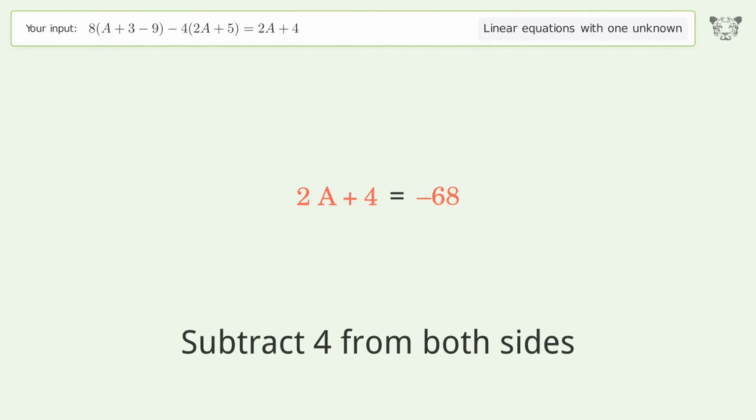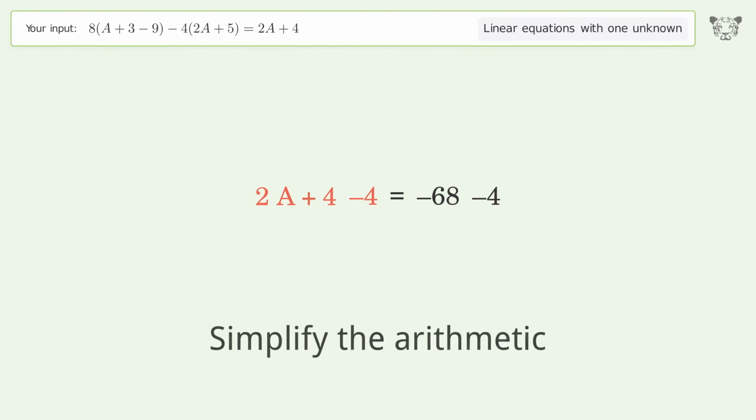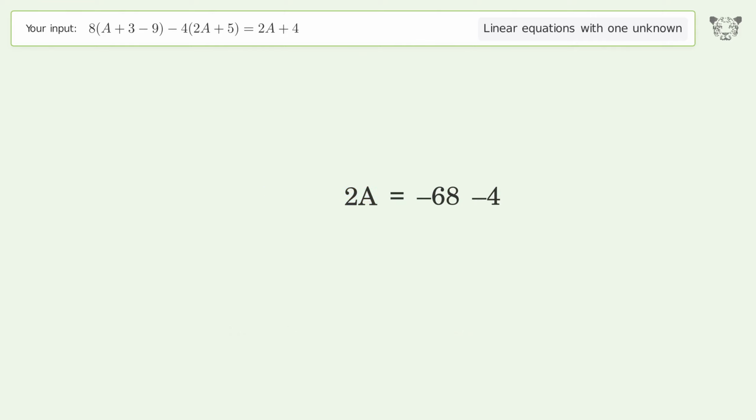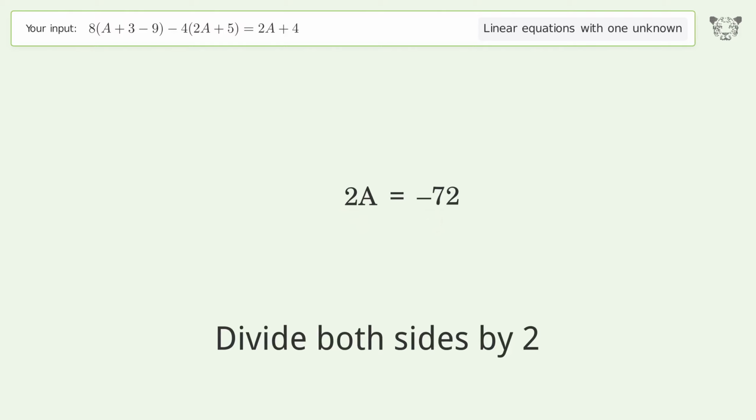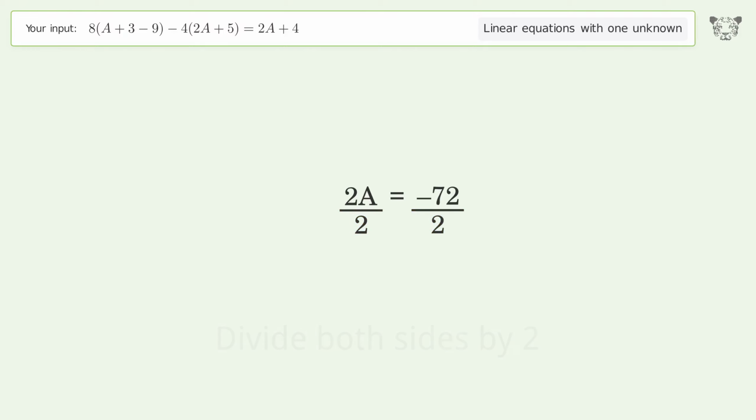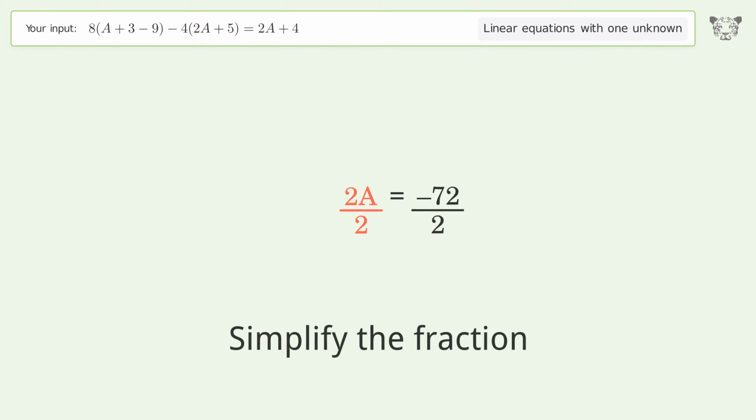Subtract 4 from both sides. Simplify the arithmetic. Isolate the A. Divide both sides by 2. Simplify the fraction.